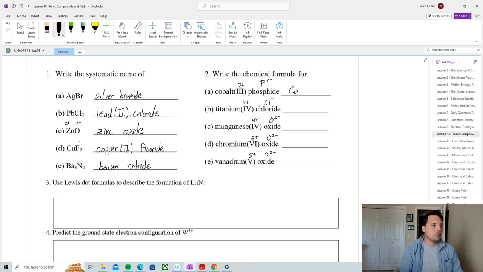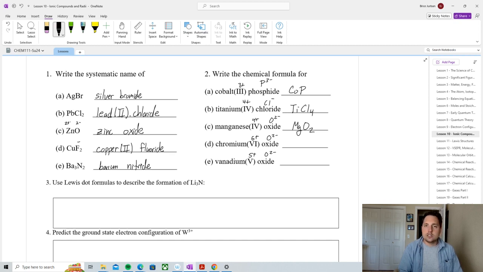So then what we're going to do on these ones is we're going to cross the superscripts to become subscripts. We have 3 and 3 here, but in this case, we need to divide through by the common factor of 3. So we just need 1 cobalt ion for every phosphorus anion to give us CoP. And then titanium and chloride come together to form titanium and 4 chlorides. Magnesium, we need 2 oxygens to equal the charge on a magnesium 4 plus. So that gives us MgO2.